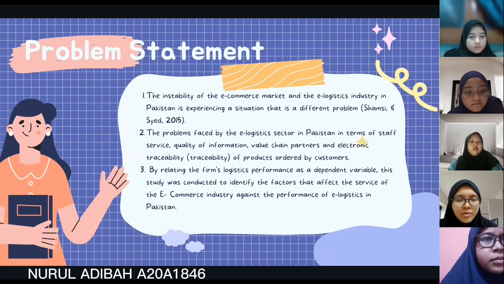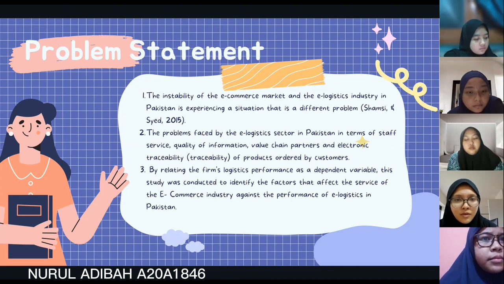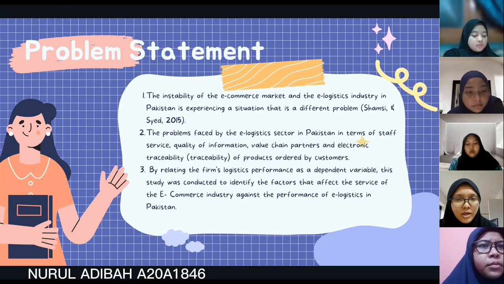This is our problem statement. The instability of the e-commerce market and the e-logistics industry in Pakistan is experiencing different problems. The logistics sector in Pakistan at the moment, e-logistics especially, has faced many problems in terms of its staff service, quality of information, value chain party, and electronic traceability of products ordered by customers.